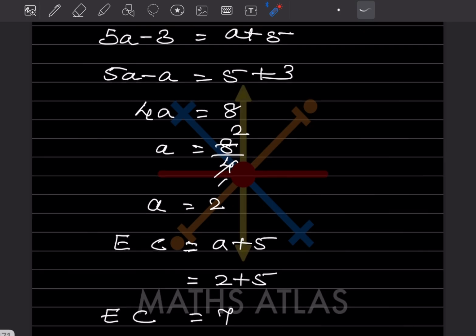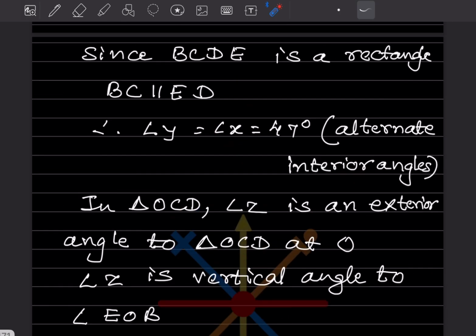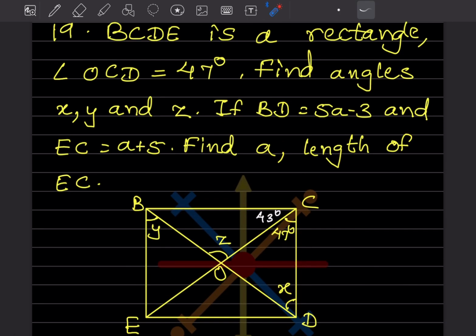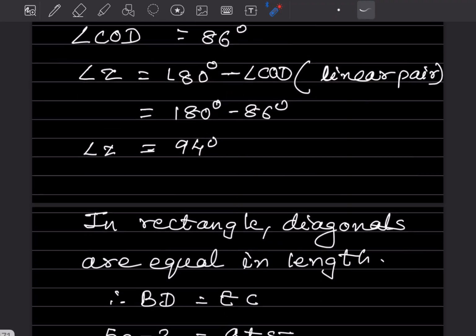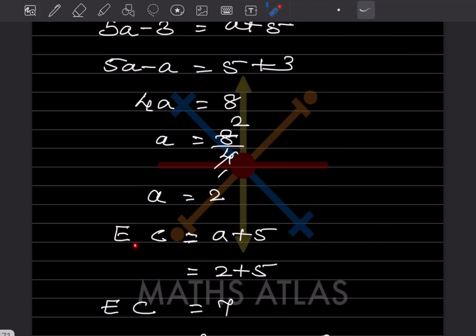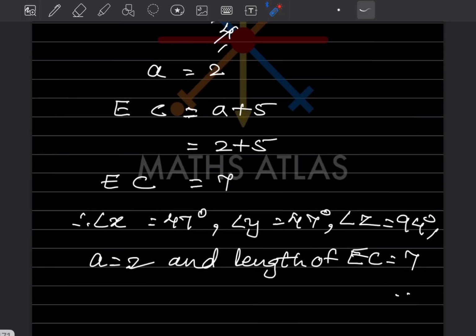And now they have asked for the length of EC. So we'll plug in the value. EC is a plus 5, so in place of a, we'll put 2. 2 plus 5, so EC is 7. So we can write angle X is 47, angle Y is 47, Z is 94, a is 2 and the length of EC is 7.